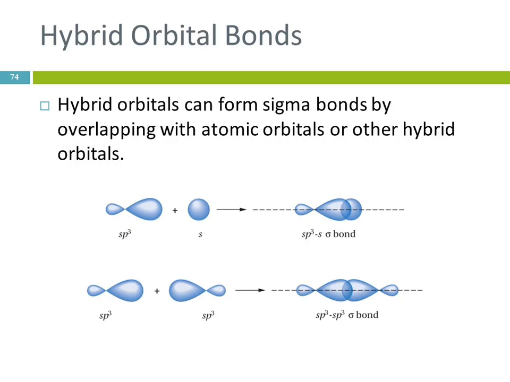So those hybrid orbitals can form sigma bonds. So here's that sp3 hybrid orbital. It can overlap with an s orbital of another atom and form a sigma bond. Or we could have 2 sp3 orbitals overlapping with each other end to end, and that will form a sigma bond also. And this little designation is just telling us what kind of orbitals are overlapping to form that bond.